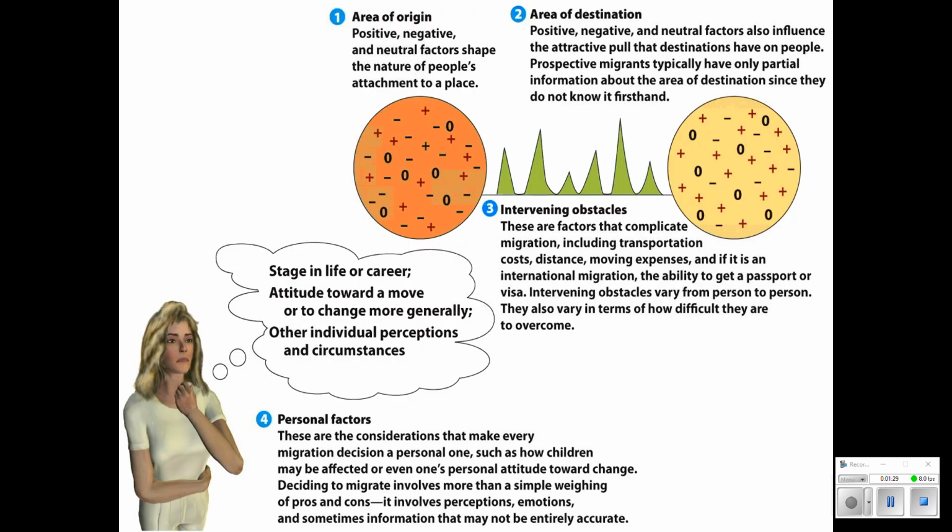This slide basically is just a diagram showing you the intervening obstacles and or intervening opportunities. Really, those two words are interchangeable. One just signifies that it's a negative perception. The other that it's a positive perception. But again, those are down to personal issues. Remember that migration is very, very much an emotional decision.